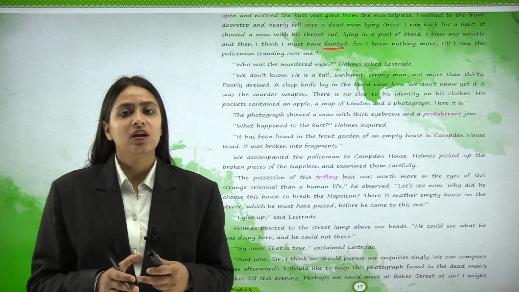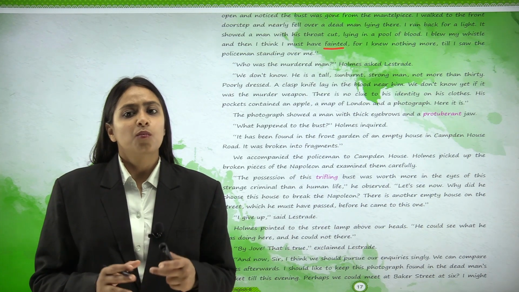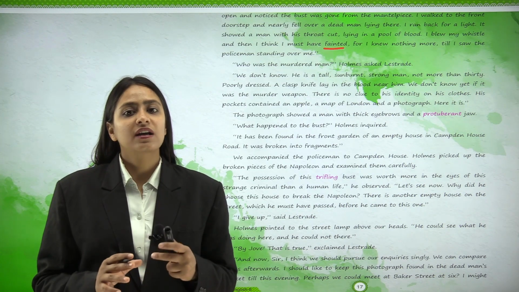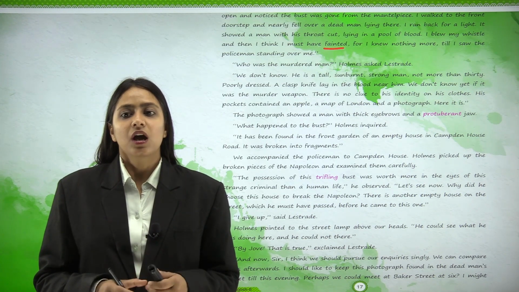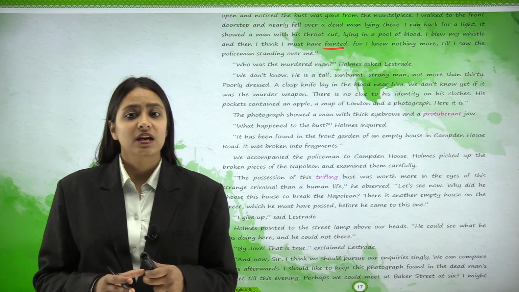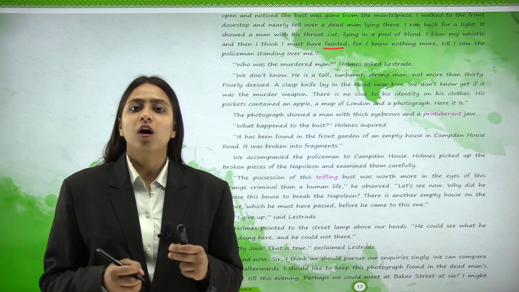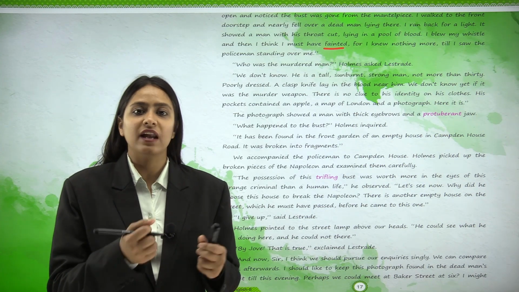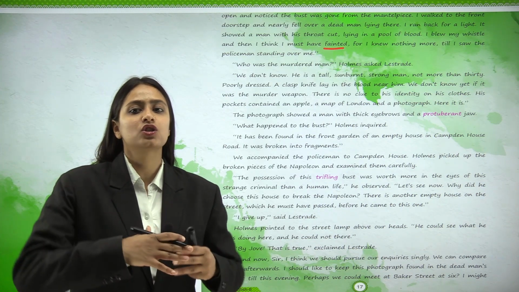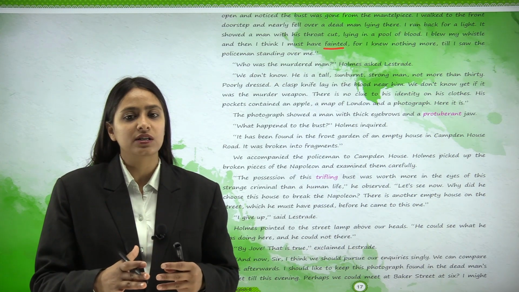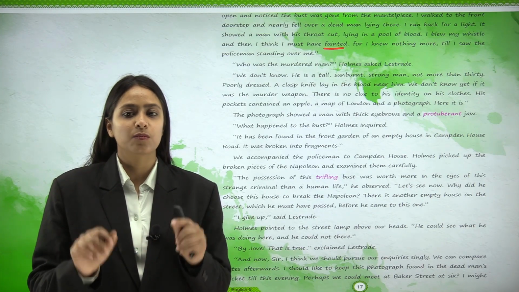He is a tall, sunburned, strong man, not more than 30, poorly dressed. A clasp knife lay in the blood near him. We don't know yet if it was the murder weapon or not. So I saw a knife lying there near the dead body, and the dead body was of a very tall man. He was sunburned. Everything they are describing is about the man who was murdered.